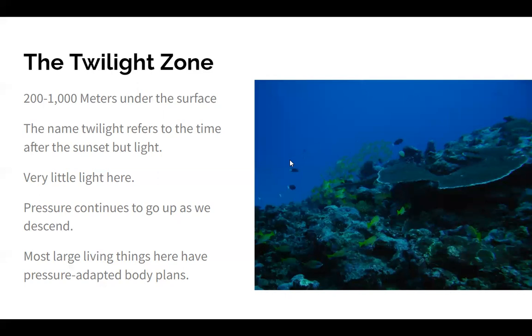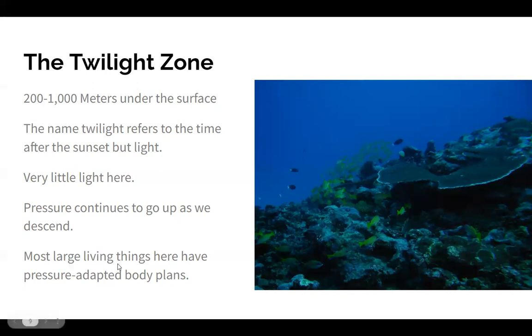Okay, now, twilight refers to the sunset or sunrise portion of the day, when the sun goes down and you can't see the sun anymore, but the sky is still lit. That's why we call it the Twilight Zone. It's a little bit of light, but it's like the sun has gone down, right? As we go down through these layers, you get more and more pressure as well, because you have water on top of you pushing down on you.